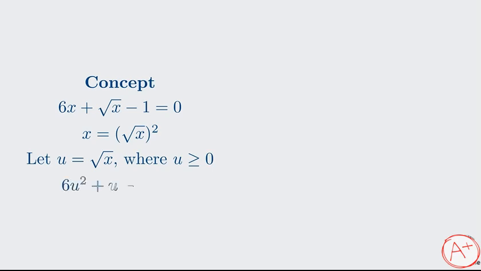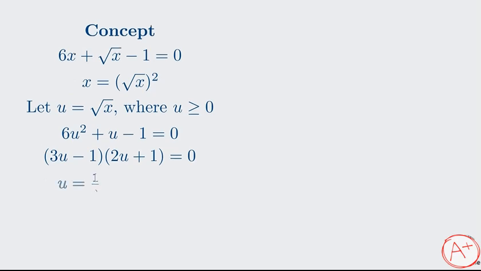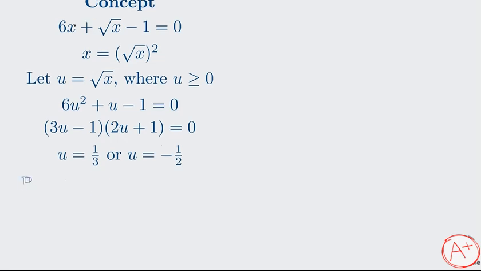By substituting, we get a quadratic. We can factorize this as 6u squared plus u minus 1 equals 0. Factorizing gives 3u minus 1 multiplied by 2u plus 1 equals 0. This gives us two possibilities: u equals 1/3 or u equals -1/2. Now we apply our reasoning. Since u represents a square root, it cannot be negative. We reject the solution u equals -1/2.